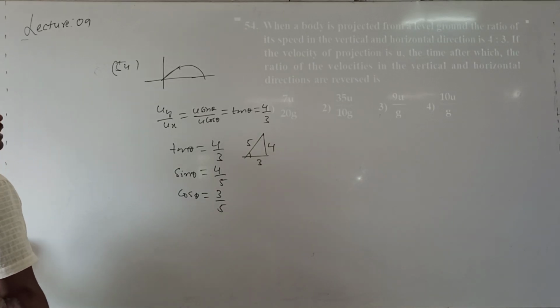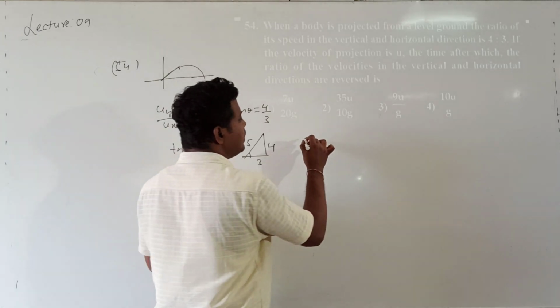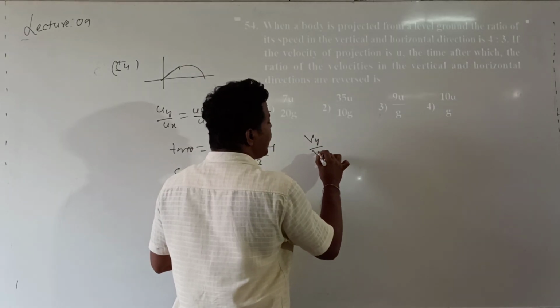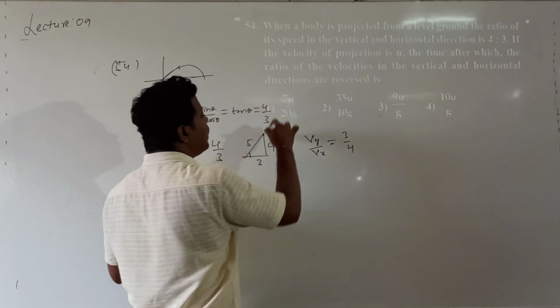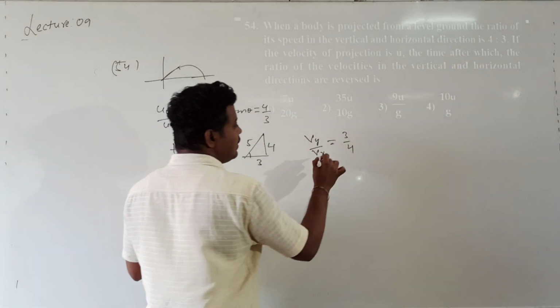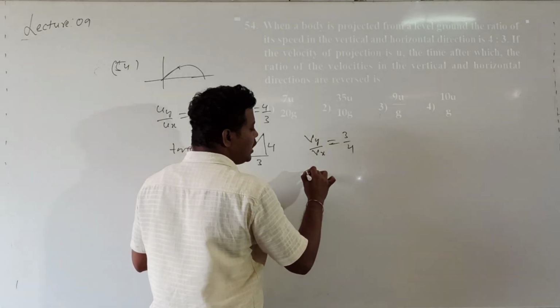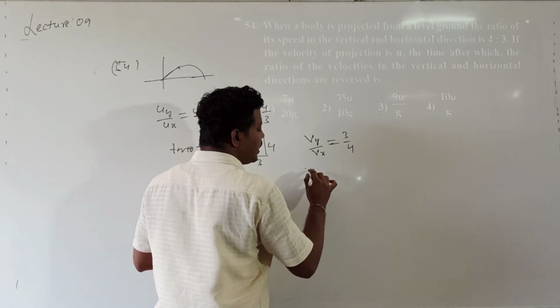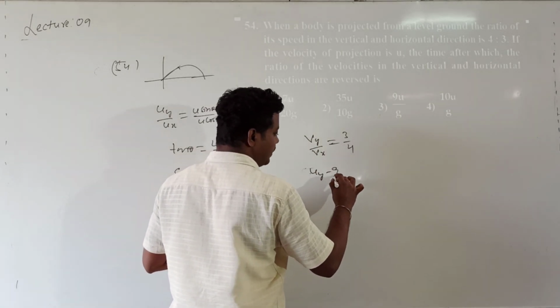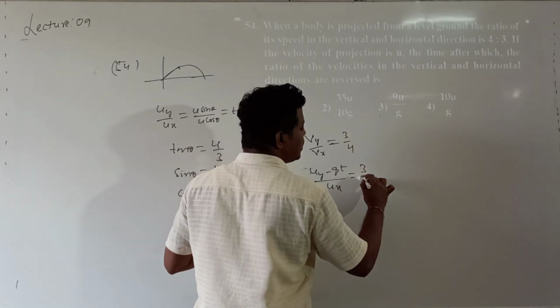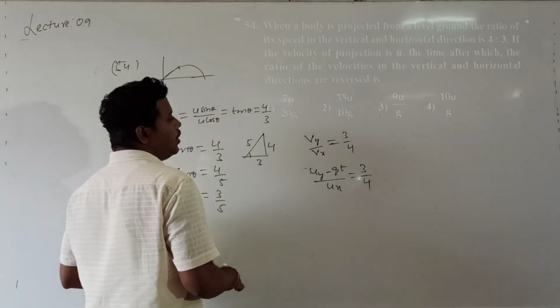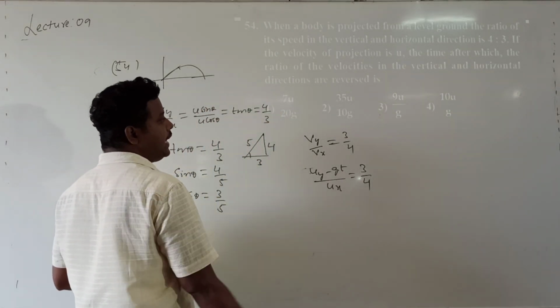After what time will the velocities in the vertical and horizontal directions be reversed? What does it mean? After a time, Vy by Vx will become 3 by 4. Before, it was 4 by 3. It is reversed now, that is 3 by 4. What is the Vy formula? Vy is equal to Uy minus gt, and Vx is equal to Ux, so the ratio will be 3 by 4. Now we want to calculate the t value.